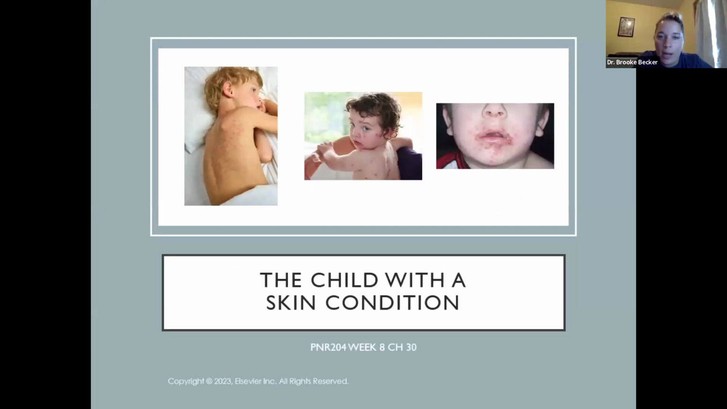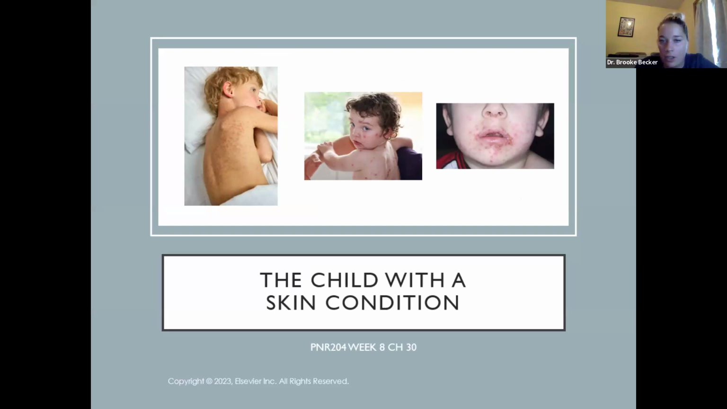Yeah, and then if that kiddo has an infection, they might end up on IV antibiotics or what have you, depending on whatever the provider decides to order. Okay, so now we're going to move on to chapter 30.